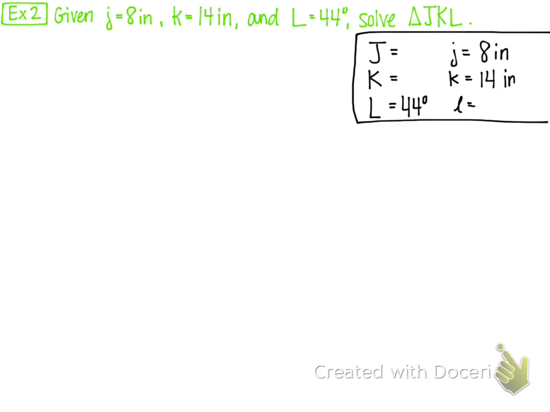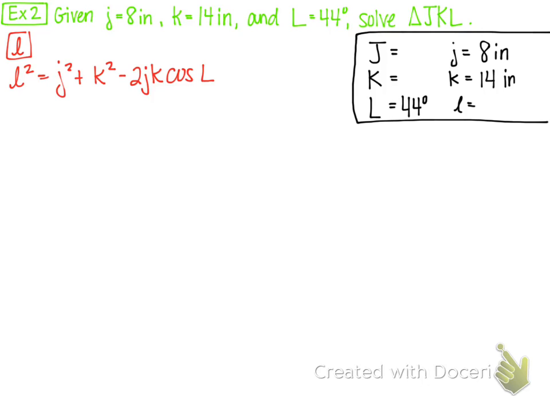So we're going to find little L. And here's a hint. You always are going to find the little letter you're given the big letter for first. So we have little L squared is equal to little j squared plus little k squared minus 2 little j, little k, cosine of big L.